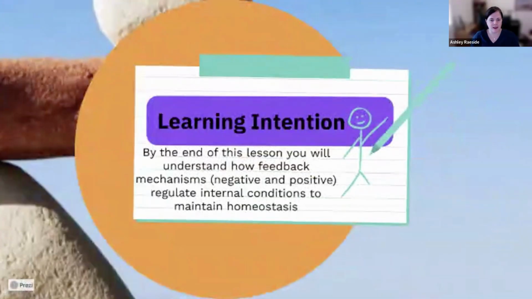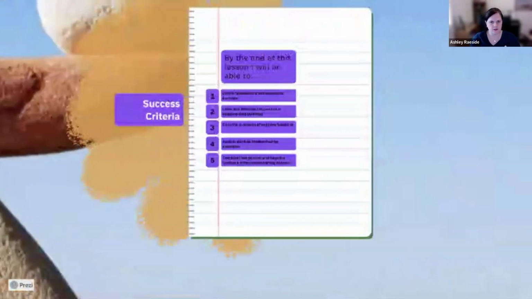All right, so today, by the end of this lesson, you'll be able to understand how feedback mechanisms, both negative and positive, regulate internal conditions to maintain homeostasis. And your success criteria are that by the end of this lesson, I'll be able to define homeostasis and explain its purpose, label and describe parts of a negative feedback loop, describe examples of negative feedback, explain positive feedback using examples, and compare how positive and negative feedback differ in maintaining balance in the body.